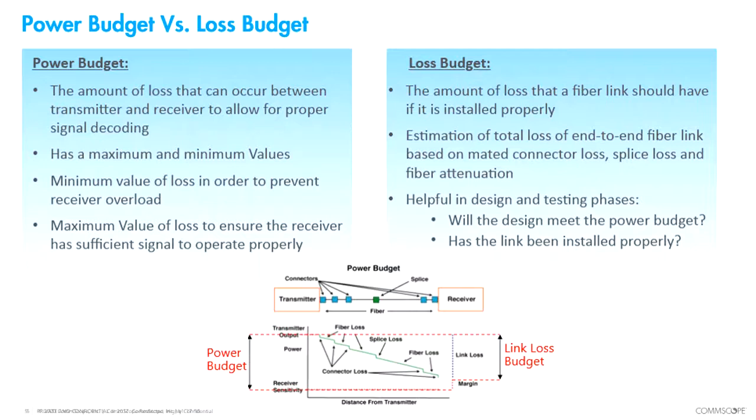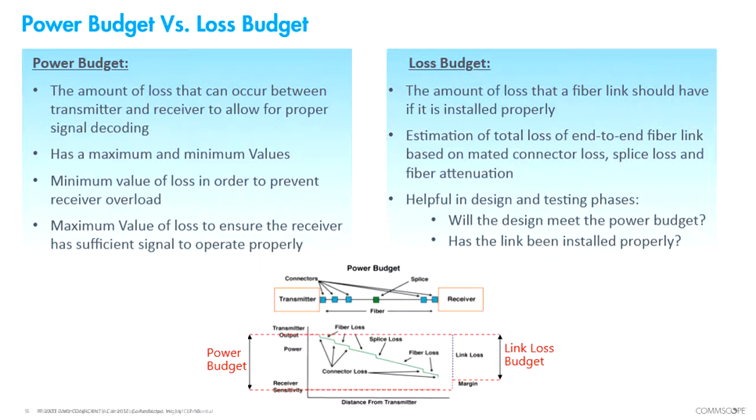The loss budget is the amount of loss that a fiber link should have if it is installed properly. It's calculated by adding the estimated average losses for all the components used in the fiber link to get the estimated total end-to-end loss. The loss budget has two uses. I want to insist, when you are planning for the loss budget, we can have two uses. One is during the design stage. It's used to ensure the cabling being designed will work with the links intended to be used over it. And after installation, the loss budget for the cabling is compared to the actual test result to ensure the cable plant was installed properly.